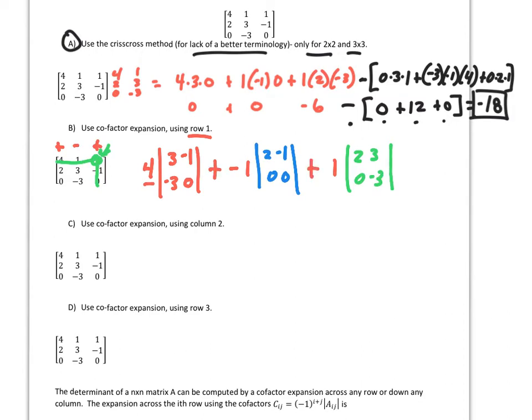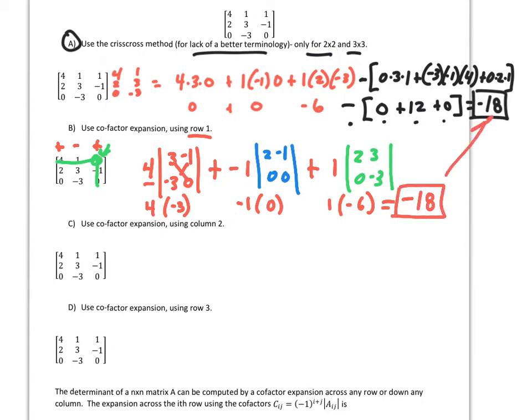So if I do this, this is going to be 4, and then my determinant is crisscross here, so then it's going to be 0, and then 3. But it's minus 3 because we're going up to the right. So it's 4 times negative 3. Here, this is going to be negative 1 times 0. And this one's going to be 1 times negative 6. Put that all together, negative 18. Oh, that's the same thing as what we got right here.